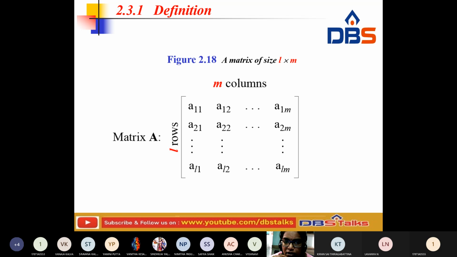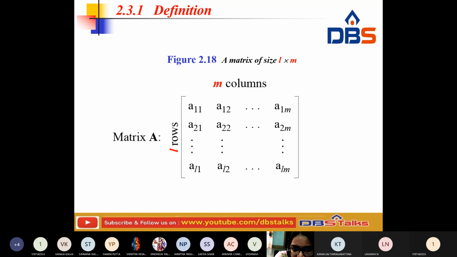A matrix actually has some rows and columns. We can represent it as m by n, where m represents the number of rows and n represents the number of columns. See here, this one has only one row and it has m columns, up to m columns. Here it is represented using L, so it has L rows.